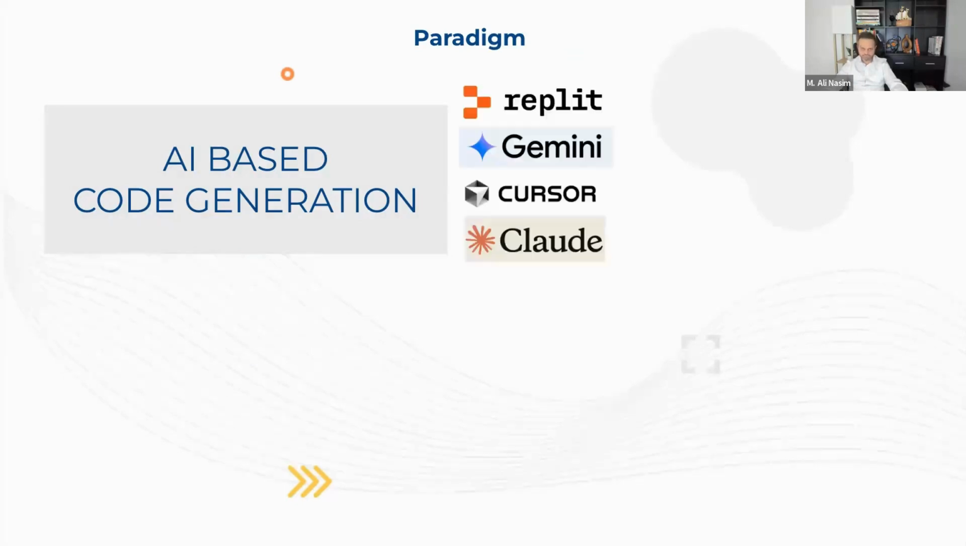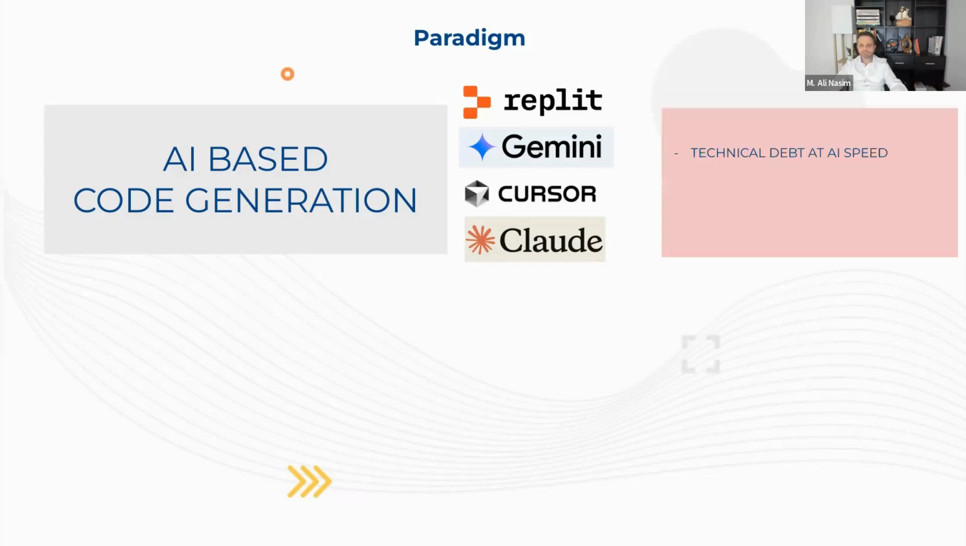There are these tools that we've talked about, Replit, Gemini, Cursor, Claude, and there are many others popping up. The problem is they're all code generation tools. Now, we've had issues maintaining our own code. How much of an issue is that going to be when you're maintaining the technical debt at AI speed, when AI is going to generate that huge amount?